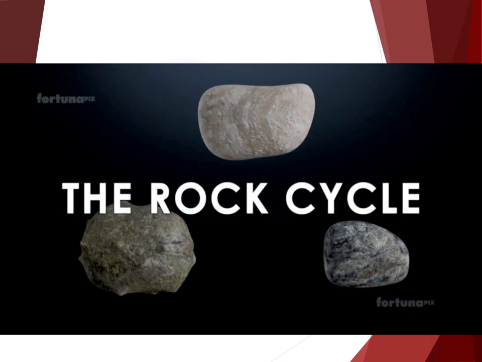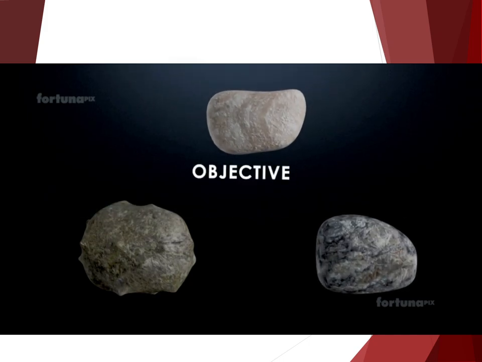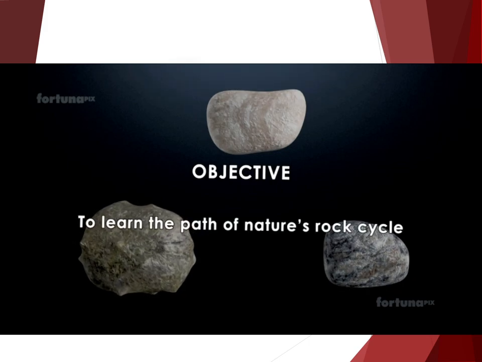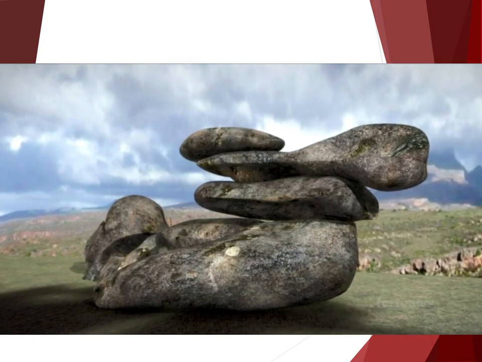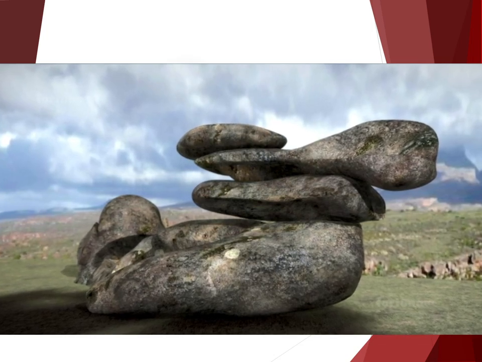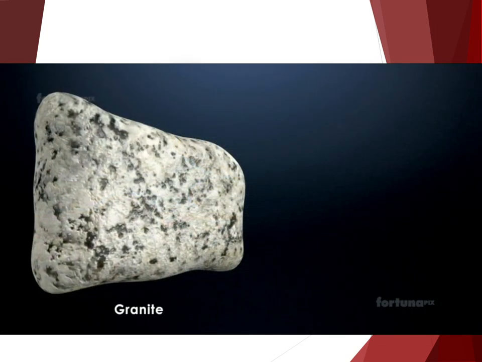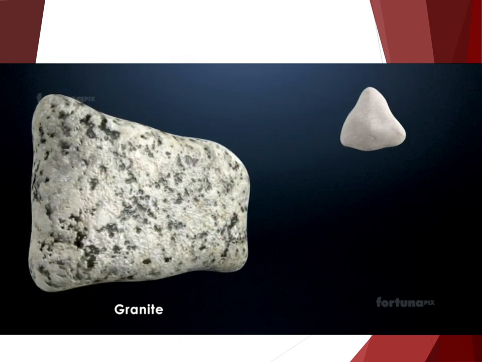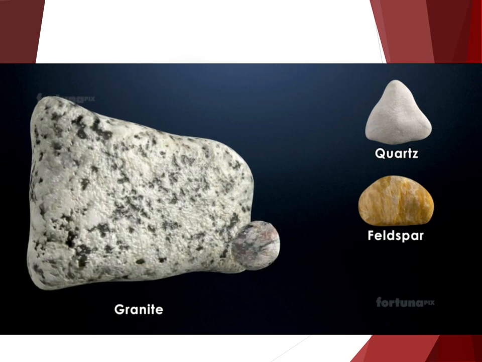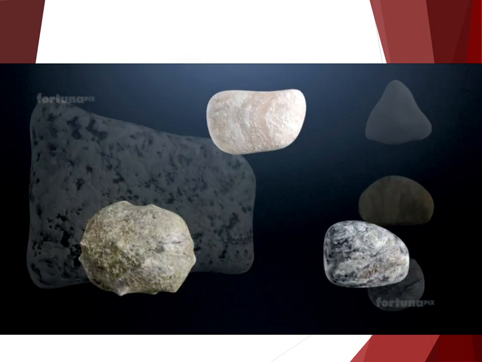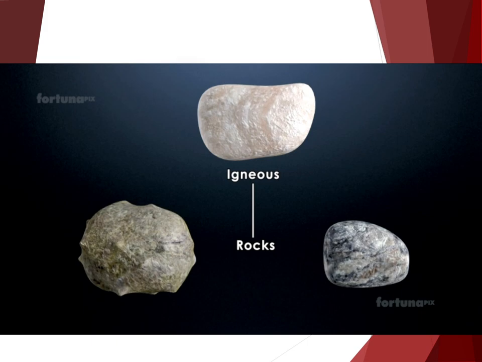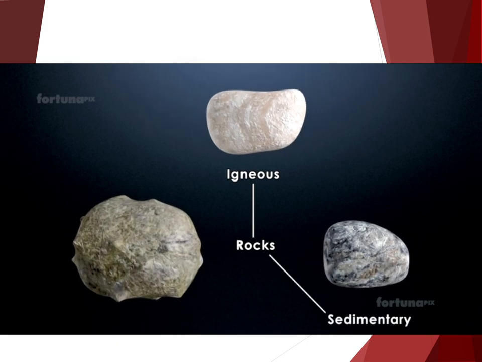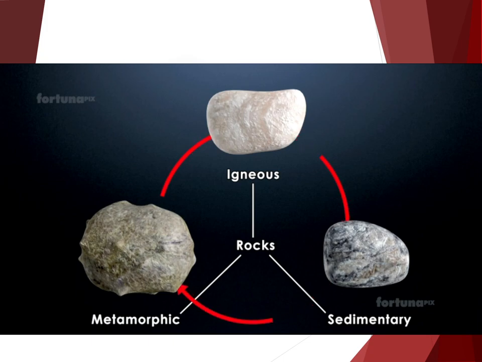The rock cycle. Objective: to learn the path of nature's rock cycle. Rocks are natural, solid substances composed of one or more minerals. Granite, for example, is made of 3 minerals: quartz, feldspar, and biotite. We can group all rocks into one of 3 broad categories: igneous, sedimentary, or metamorphic. All three types are connected through a natural process known as the rock cycle.